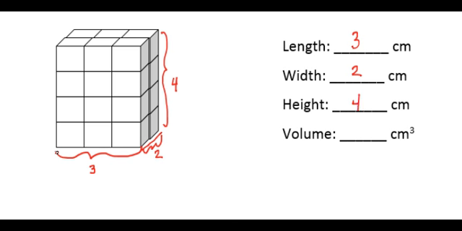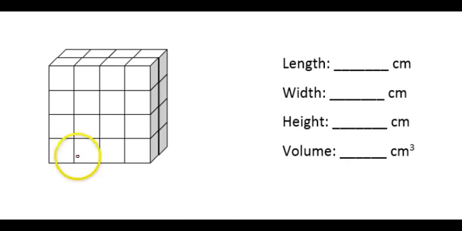We can use that multiplication problem. 3 times 2 would give me how many cubes in the base, and then times 4 layers will give me the total volume. 3 times 2 is 6. 6 times 4 is 24 cubic centimeters. And you can see that you have 6 cubes that make up the top layer. Another 6 would be 12. Another 6 would be 18. And that bottom layer is 6. That would give us 24 cubic centimeters in all.